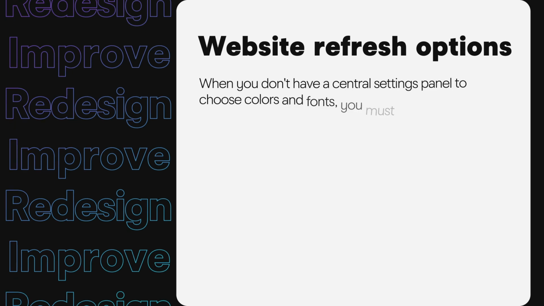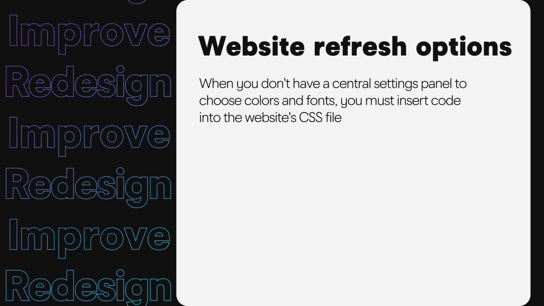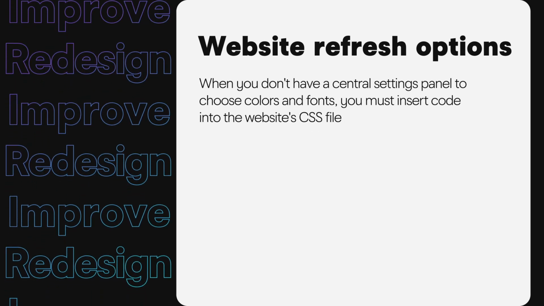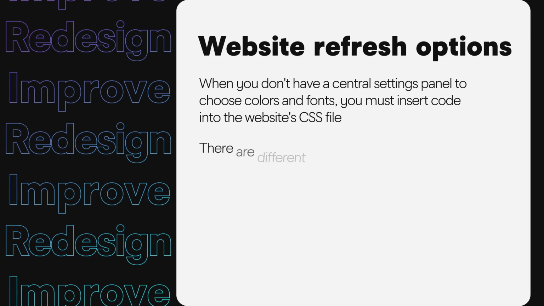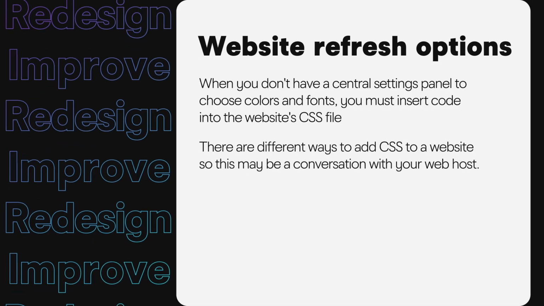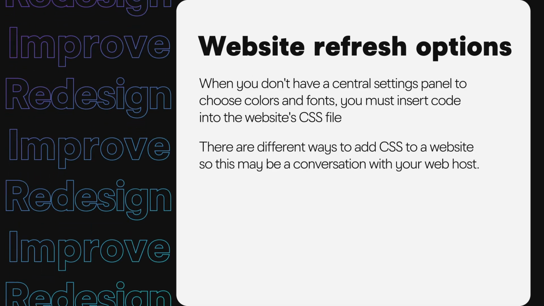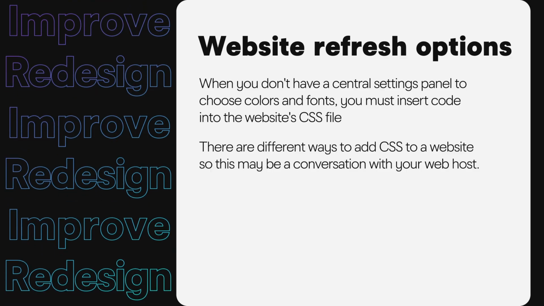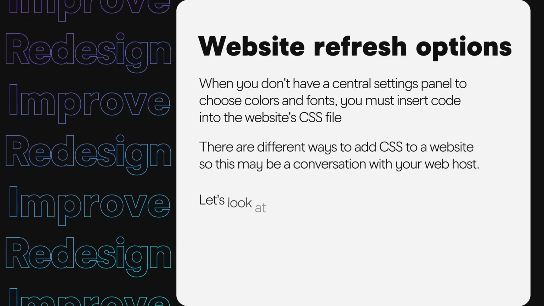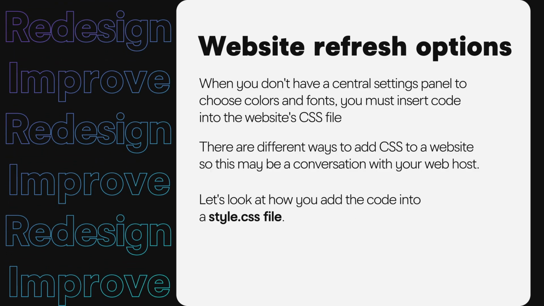But let's also see other ways AI can help us add code to the website to change the design. When you don't have a central settings panel to choose colors and fonts, you must insert code into the website's CSS file to make these changes. There are different ways to add CSS to a website, so this may be a conversation with your web host. Since we don't have time to go through all the options, let's look at how you add the code into a style.css file.